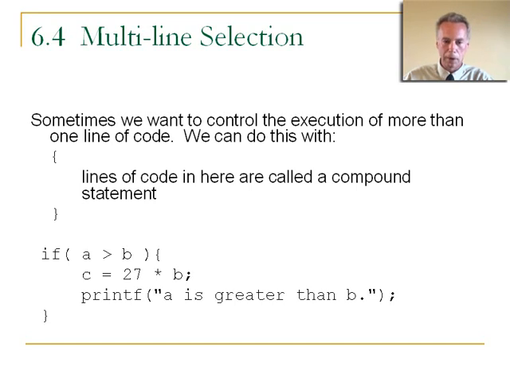So in the example here, we have if A is greater than B, then C gets 27 times B, and then an output statement A is greater than B. So this is all nonsense code. I don't know why we're multiplying 27 by B, but we're only doing it when A is greater than B. So the braces are used to indicate which lines of code are going to be executed or not, depending on the truthness or the veracity of the condition in the if.